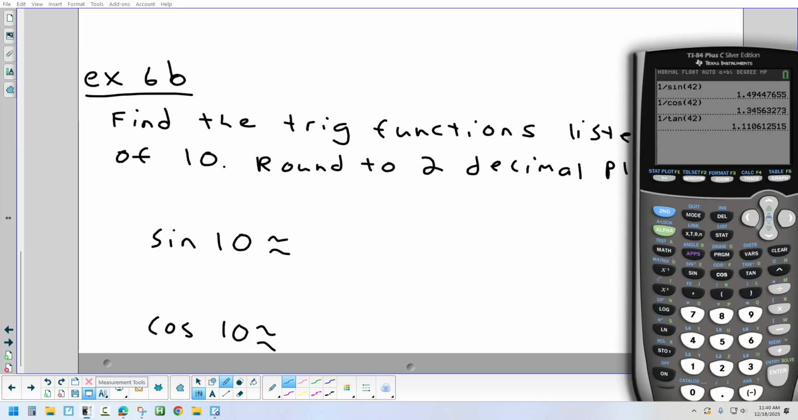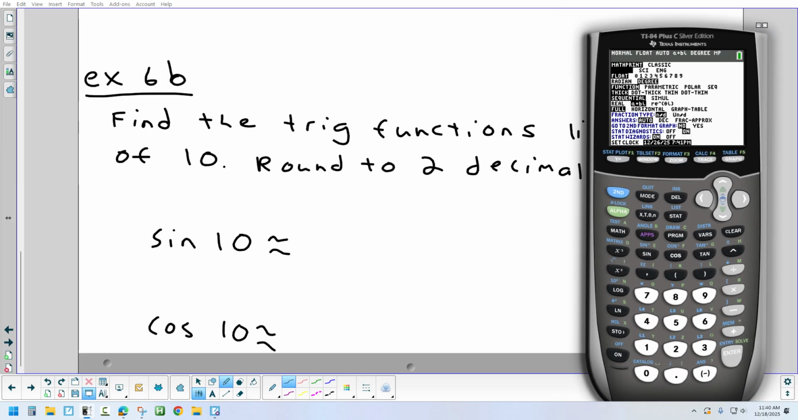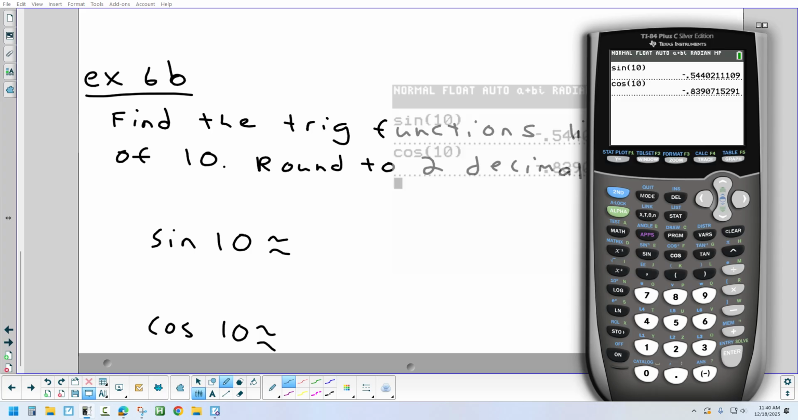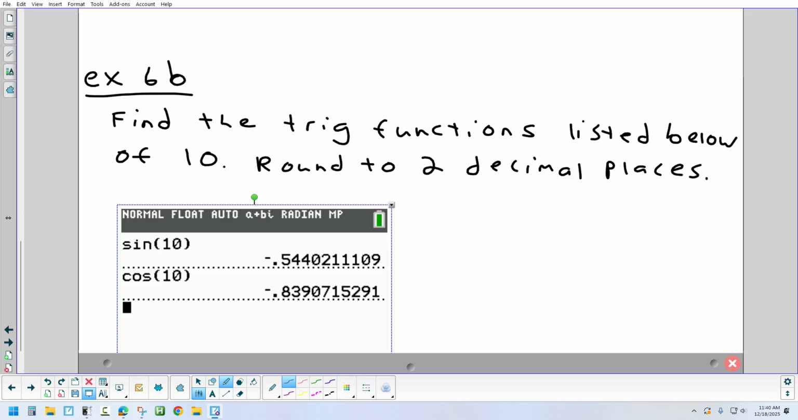If you leave your calculator in degrees and you do it, you're not going to get an error. You're going to get numbers, but they're all going to be wrong. So make sure you put it in radians. Once you put it in radians, you do the same thing. It should say radians at the top. If it doesn't, it means you're still in degrees. Sine 10 and cosine 10. That's sine of 10 radians and cosine of 10 radians. Any question on that one?